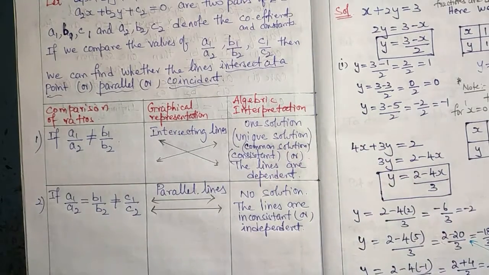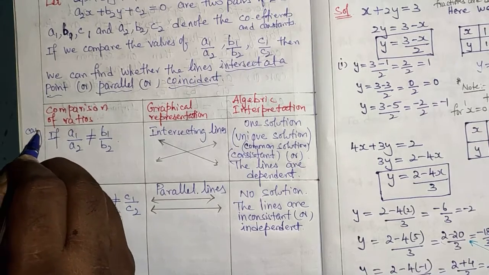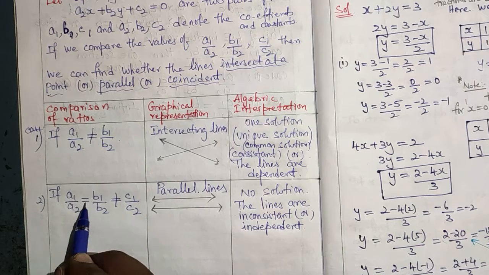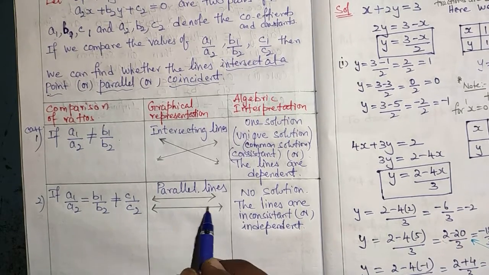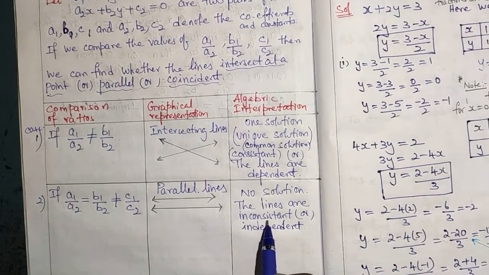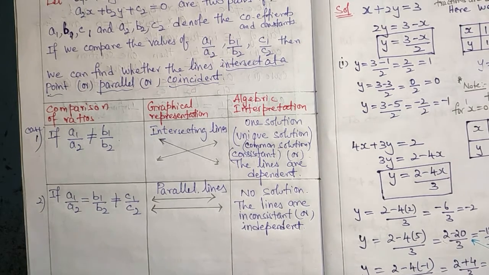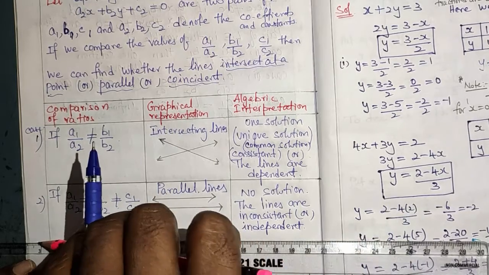This is case 1. This is case 2. In the second case, if the ratio a1 by a2 is equal to b1 by b2 is not equal to c1 by c2, then the lines are parallel. Then there is no solution. We can say the lines are inconsistent, or they are independent.